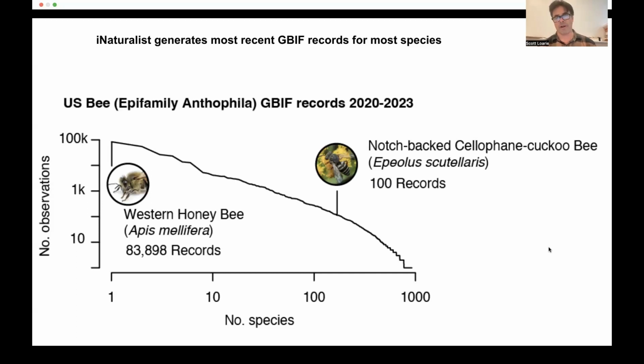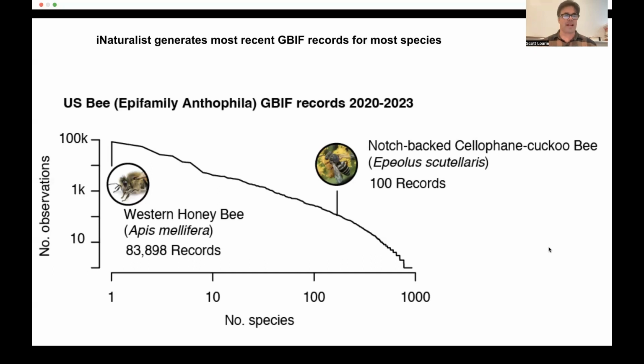So if we go over to the notch-backed cellophane cuckoo bee, that species only has 100 records on GBIF. So it's in like 100th place. And this is a log graph, so it's important to realize if this wasn't on the log scale, it would just look like an elbow. And then we get all the way to the right side where there are species with just one observation. So again, GBIF has about 1,000 species represented from the United States for bees from the last 3 years.